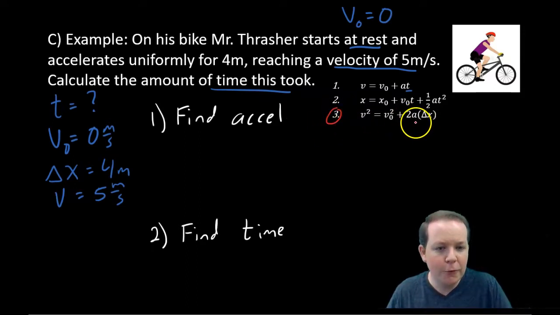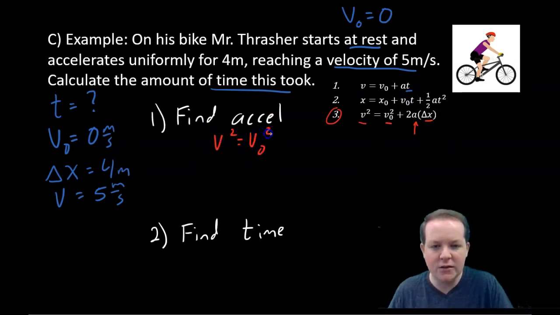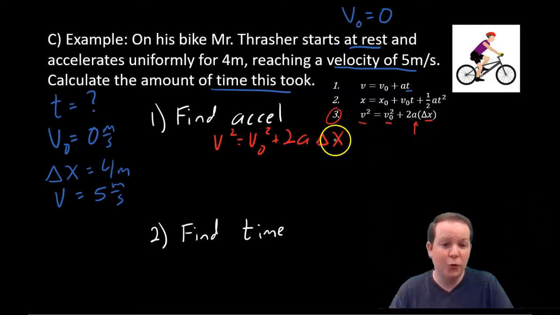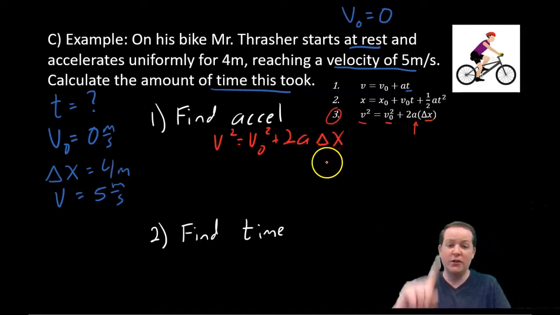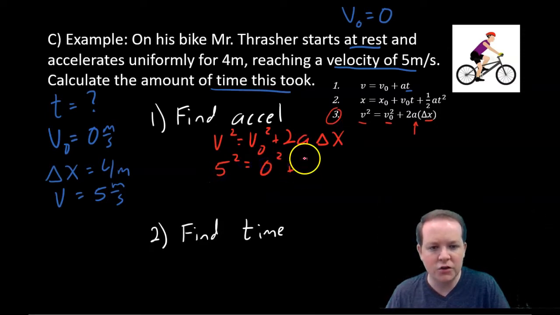I can solve for acceleration because I know the final velocity, that's 5, the initial velocity is 0, and the change in position, the displacement, is 4. Let's do it. V squared equals V naught squared plus 2a delta x. You don't always need those parentheses for delta x, as long as you're aware that delta x is one number, right? It's not 2 things being multiplied. So v is 5, so that's 5 squared equals 0 squared plus 2 times a times 4.